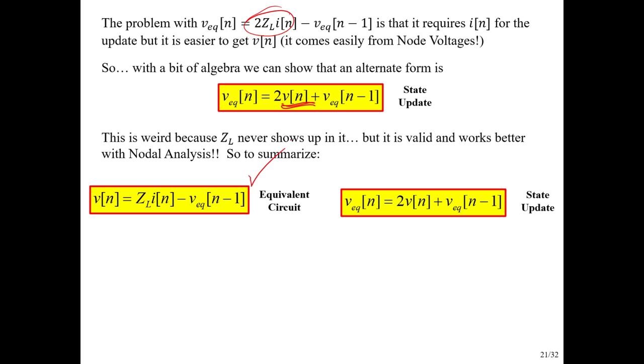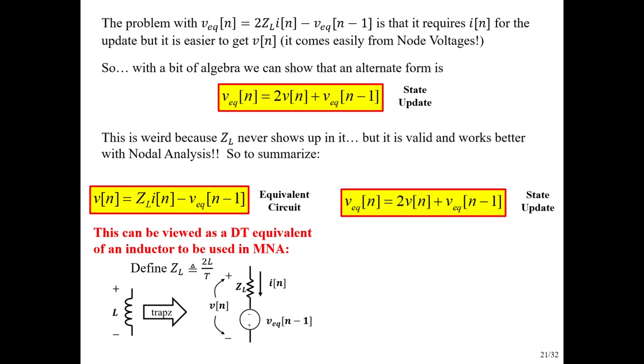But it works. So here's the summary of what we have for the inductor. This is the KVL that describes the equivalent circuit, and this is the state update. This is just a unitless coefficient because it's converting a voltage into a voltage. Okay, everything's good. So let's interpret this KVL.